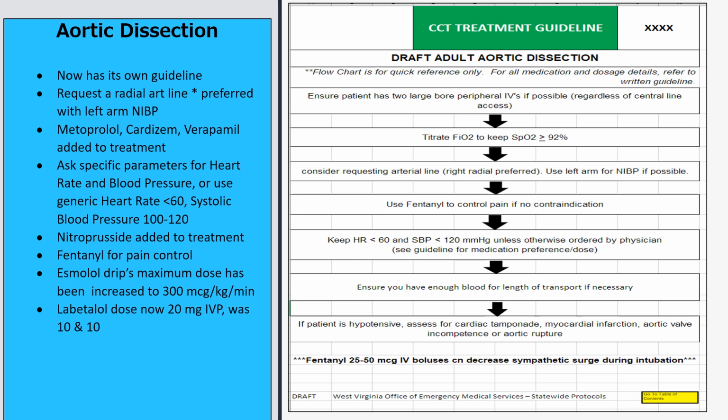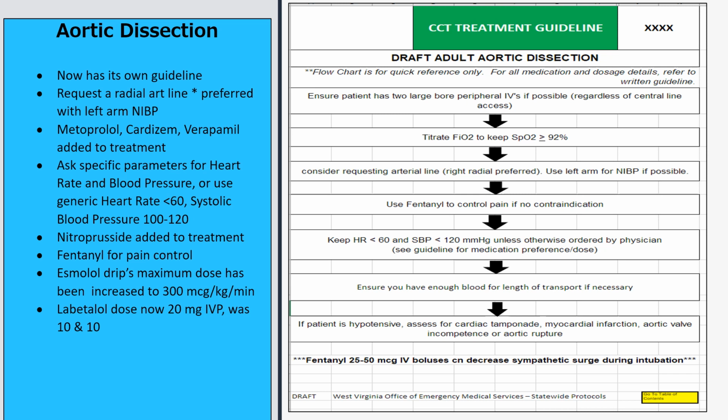This protocol is now its own guideline. You're going to request a radial art line, which is preferred, with the left arm being the arm you take your non-invasive blood pressures in. Metoprolol, Cardizem, verapamil have been added to the treatment. Ask specific parameters for heart rate and blood pressure, or use generic heart rate less than 60 and a systolic blood pressure between 100 and 120.